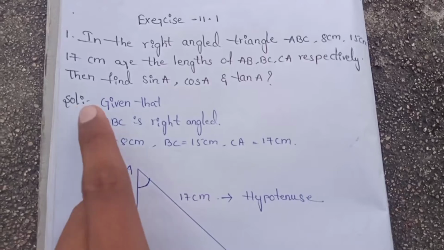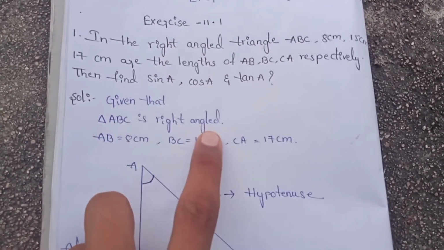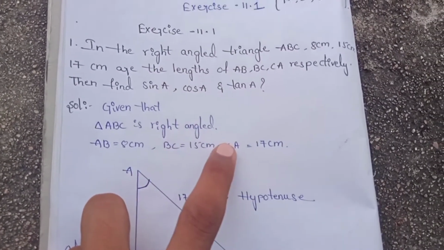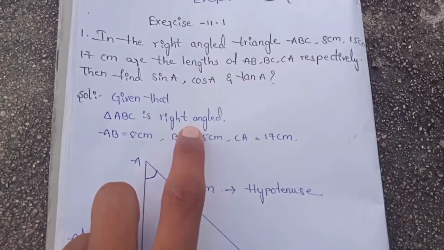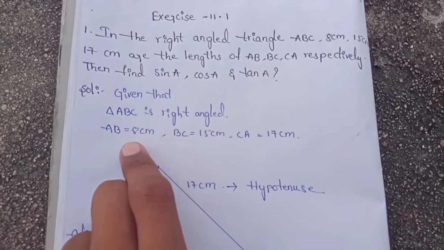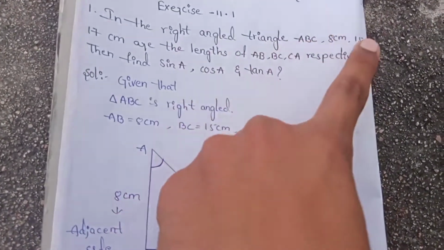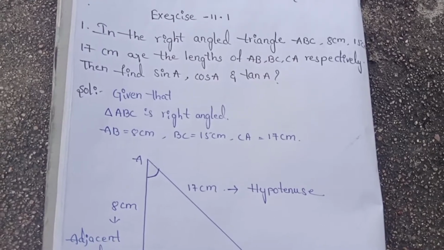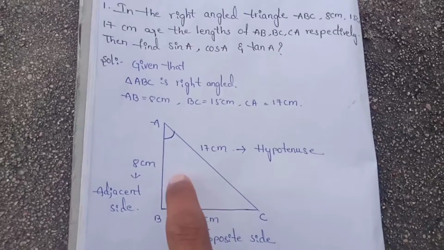First of all we have to write that triangle ABC is a right angle triangle. Right angle is nothing but the triangle which contains 90 degrees. The name itself is telling us right angle. That means the triangle is containing 90 degrees. What is the length given here? AB 8 cm, BC 15 cm, CA 17 cm is given. With these given measurements we have to draw a triangle that should be right angled.